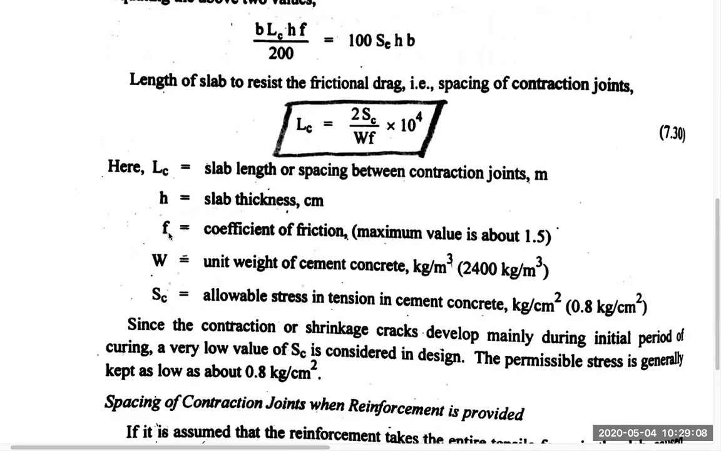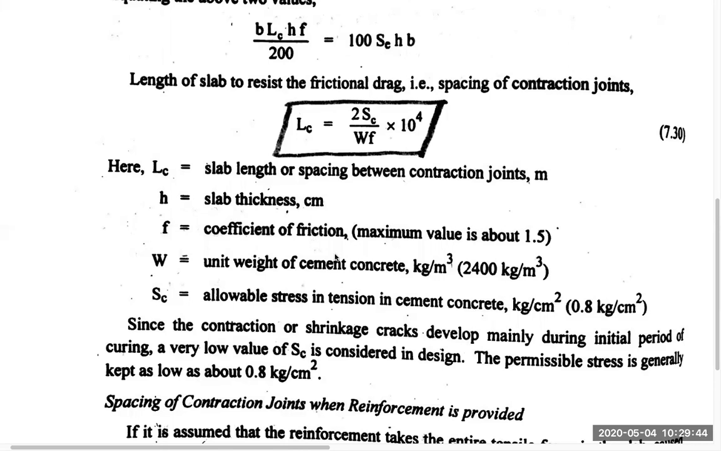Okay. And F is the coefficient of friction. As I told you, the maximum value should be taken as 1.5. If it is given some other value below this 1.5, you can take that. Or else you can go for 1.5. And W is the unit weight of concrete, taken as 2400 kg per meter cube. And SC is the allowable stress in tension in cement concrete. Okay. So this is the equation which you need to use considering there is no reinforcement.